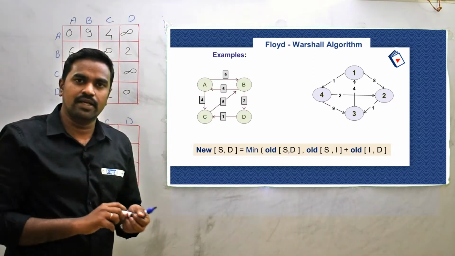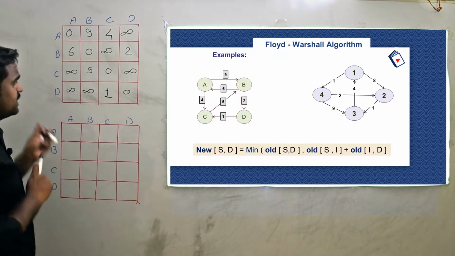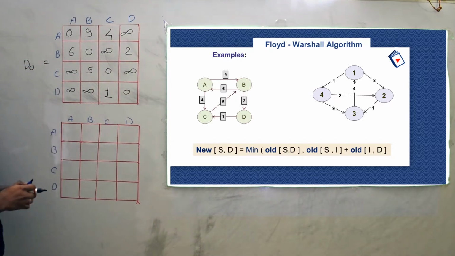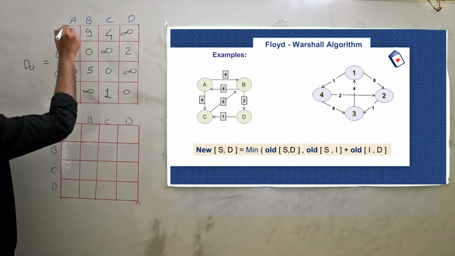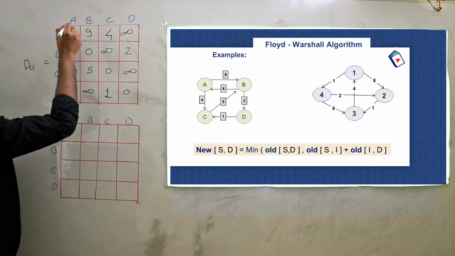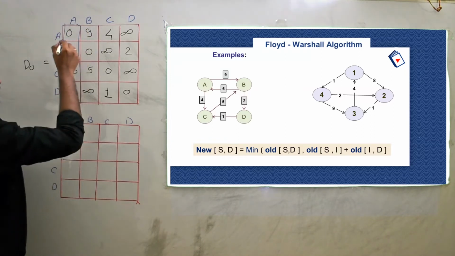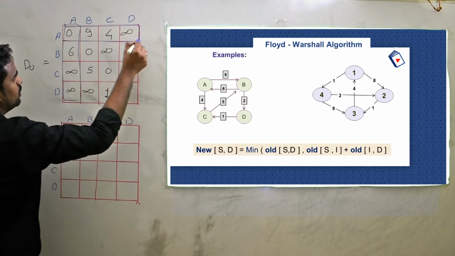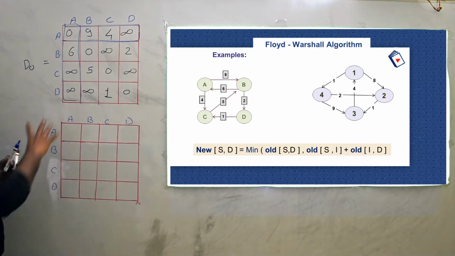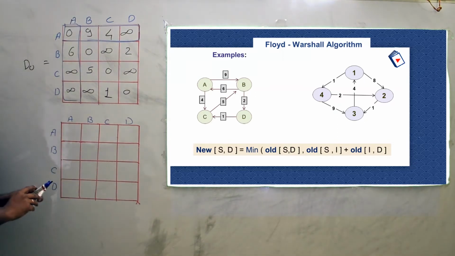Now what do we need to do in Floyd-Warshall? We can call this my matrix D0. Now I need to consider the first row and first column, that is this row and this particular column. Now write down the first row and first column elements as they are in the second matrix.